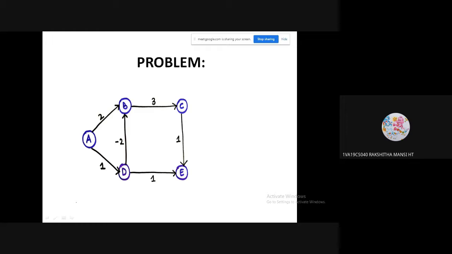How many edges? 6. And I have to repeat the iteration. How many times? Whatever I said, for every edge. 4 times. Okay. But still you have a relaxation. You need not have to repeat it 4 times. I'll just tell you how many times you can do it.